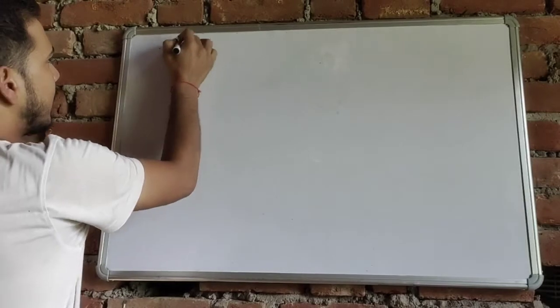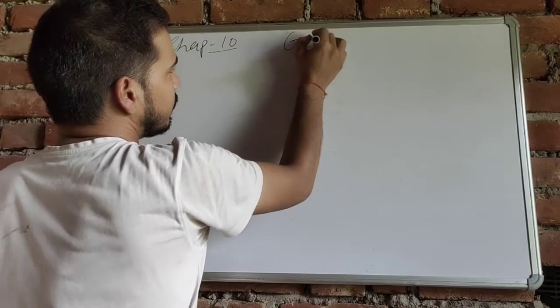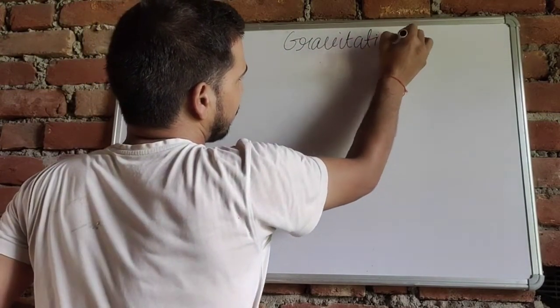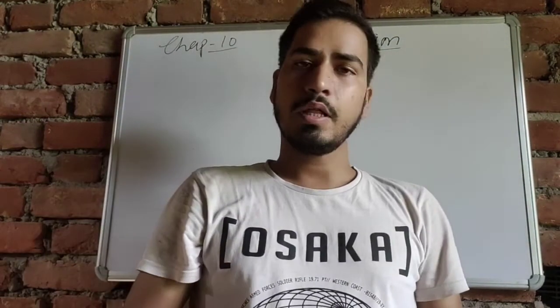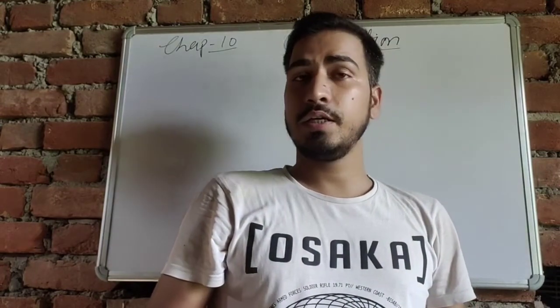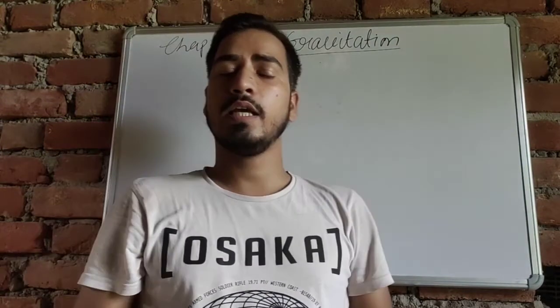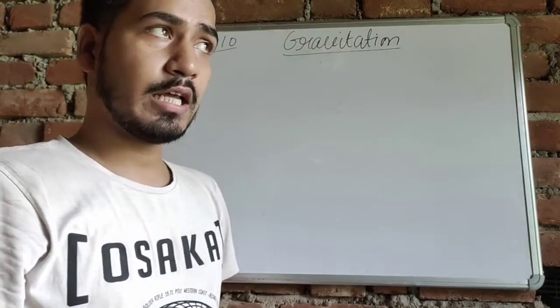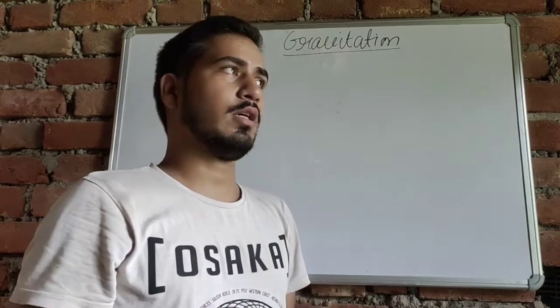So let's start chapter number 10, Gravitation. In this chapter, last time I told you the universal law of gravitation, and there we defined the universal gravitational constant capital G. As well, we found its SI unit of the universal gravitational constant capital G. So let's have a quick review of the same topic once again.